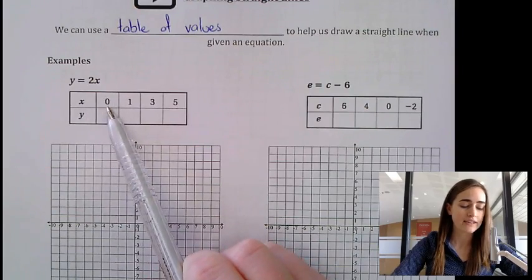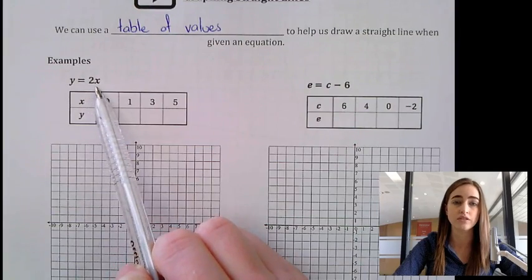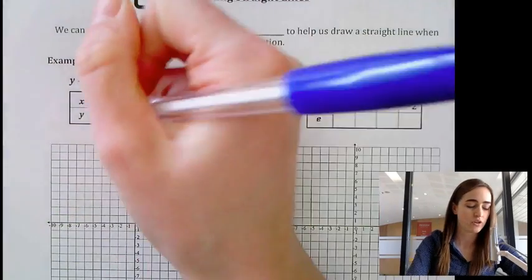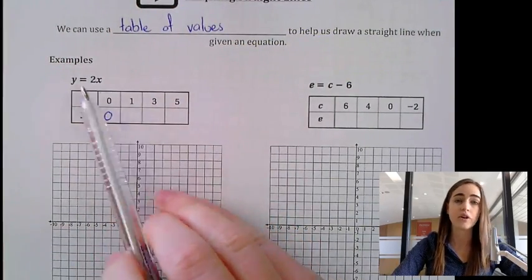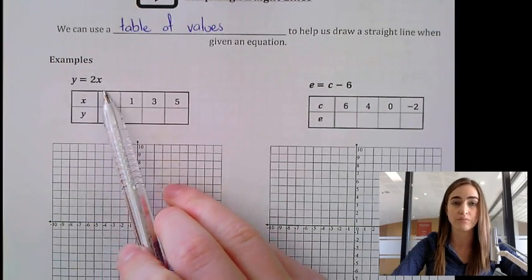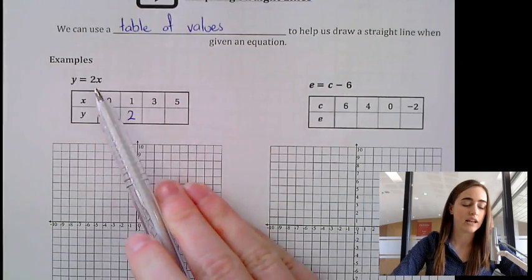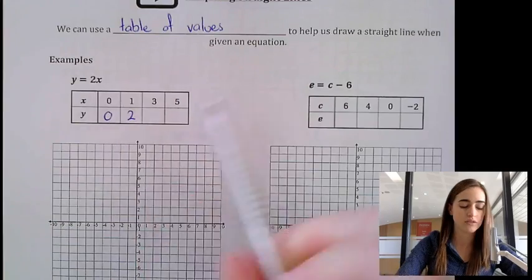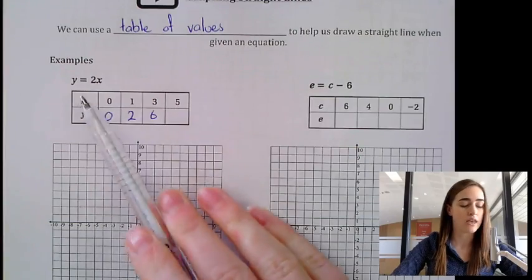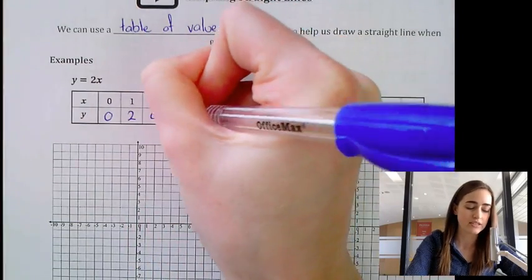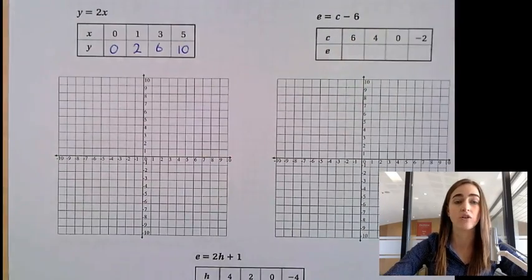So if our x is equal to 0, then our equation is going to become y equals 2 times 0, and 2 times 0 is 0. So y would be 0 as well. If x is 1, then our equation is going to be y equals 2 times 1, which is 2. If x is 3, then it's going to be y equals 2 times 3, which is 6. And our last one, if x is 5, then y is going to be equal to 2 times 5, which is 10. So what we have now is the coordinates of 4 points that we know lie on that line.